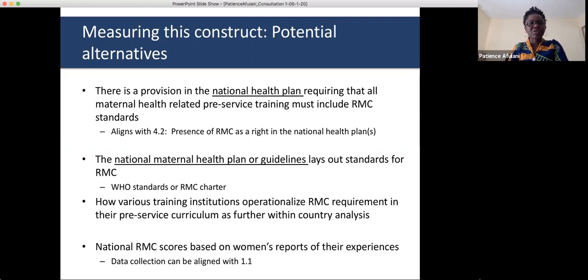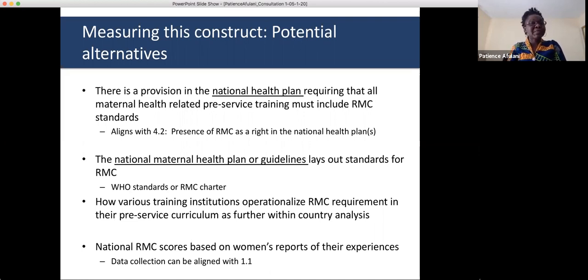Another alternative is to look for RMC standards in guidelines. So whether the National Maternal Health Plan or guidelines lays out standards for RMC. And standards could be based on the RMC Charter or WHO standards, but the indicator itself does not need to be prescriptive as to which standards are laid out, as long as they align with core RMC domains per the definition we use. How various training institutions operationalize the requirements for RMC within their pre-service curriculum can then be the subject of more in-depth analysis, which might not be comparable across countries, but can be done within countries.